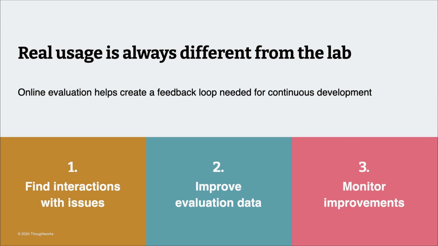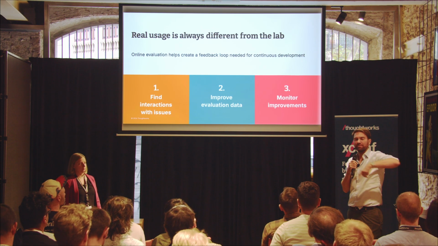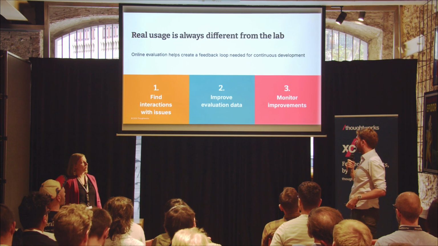One, just find interactions with issues. So any kind of response that's bad that you're not happy with, any kind of conversation that went off the rails. You want to be able to find those so you can fix them, and you want to be able to find them easily. The other point is what Aili already mentioned. You want to use the real live data to feed it back into your offline testing, to really have that whole loop closed.